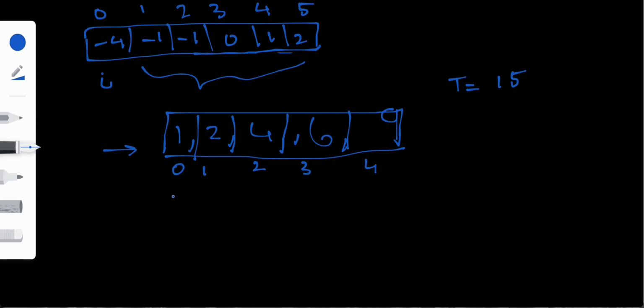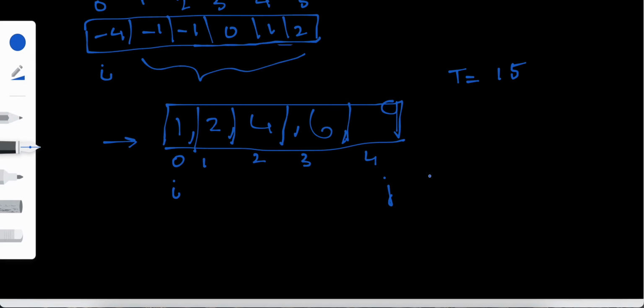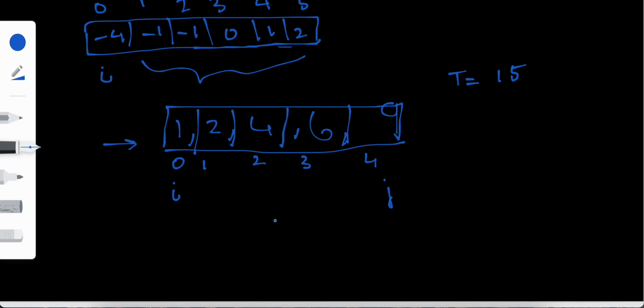Now what I'll do is I'll have two pointers: i, one that starts from the beginning of the array, and j, another pointer that starts from the end of the array. Why am I doing this? Just wait a minute, you will see why. Now I'll sum up the first number and the last number, I mean the numbers at indices i and j.